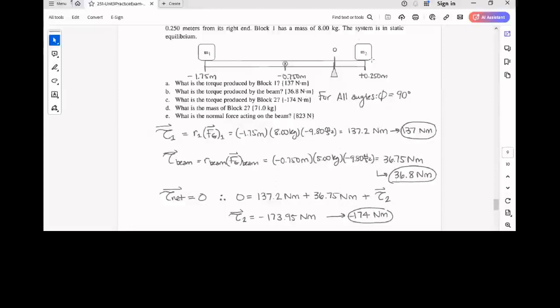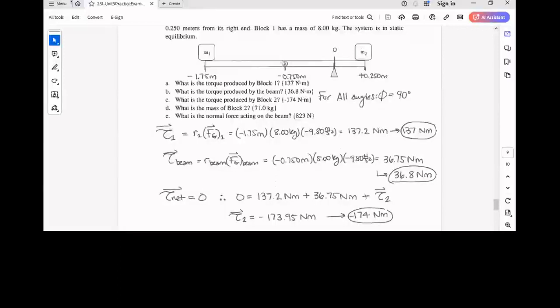Because I don't know anything about M2, I can't figure out what the normal force provided by this fulcrum is. But I can get around that by choosing a rotation axis right above the fulcrum, such that the torque produced by that normal force has to be 0, even though I don't know how big the normal force is yet. That means that if 0 is here, all values to the right-hand side of that fulcrum are going to be positive. So this end of the beam where block M2 sits is going to be positive 0.250 meters.